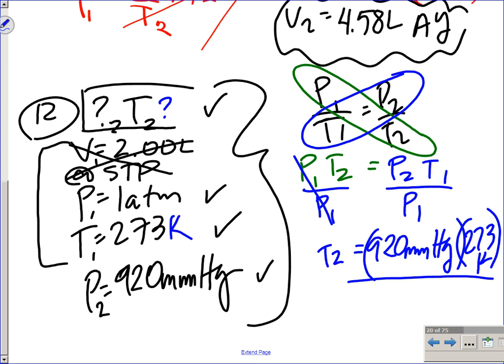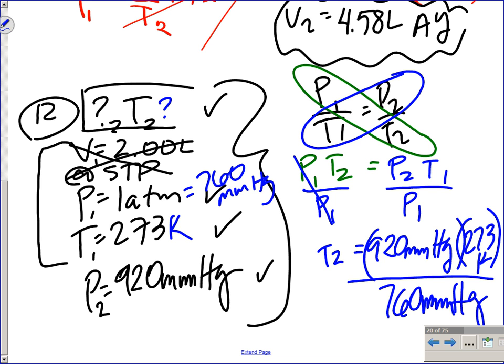I always like to just take my 1 atmosphere to whatever it can go to because I've memorized the relationships. 1 atmosphere is equal to 760 millimeters of mercury. And so knowing that now, I can cancel what? Millimeters of mercury, and I'm stuck with Kelvin, which is good because that's a temperature unit, so it kind of shows me I'm in the right place. And then, like 290 something.